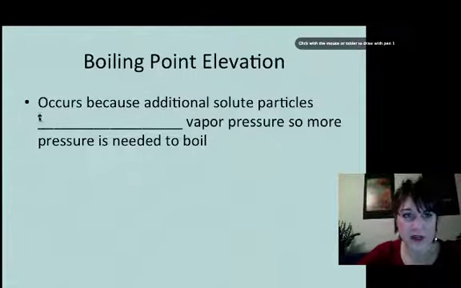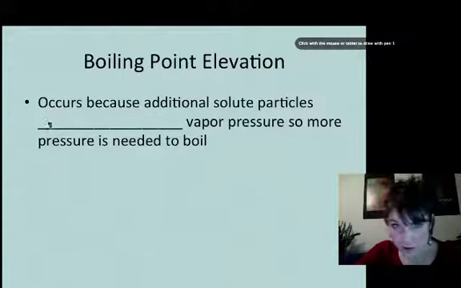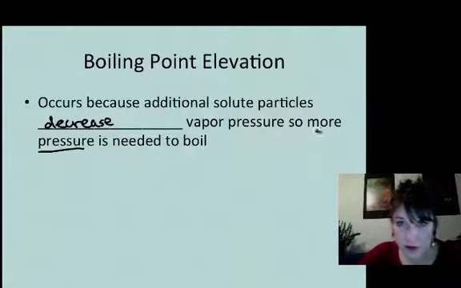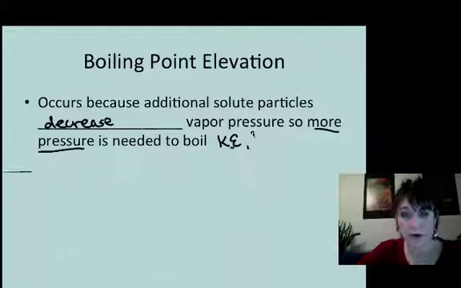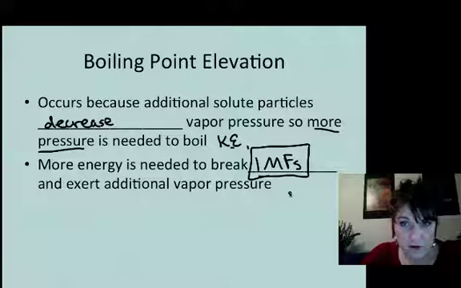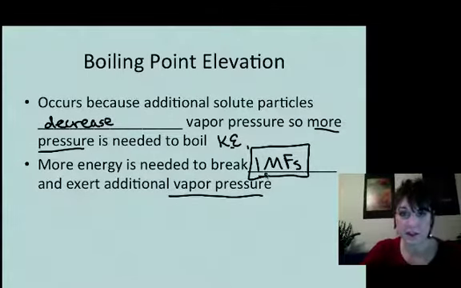And again, the boiling point elevation occurs because additional solute particles will decrease the vapor pressure. So there's more pressure needed to boil than what there would normally be. Thus, more kinetic energy, and the temperature goes up. More energy is needed to break the IMFs, right? IMFs are holding this liquid together. So if we have to overcome stronger IMFs, we're going to need more kinetic energy.